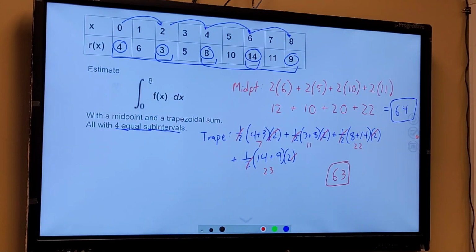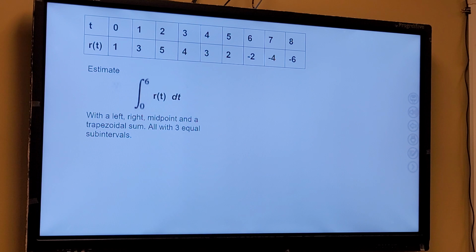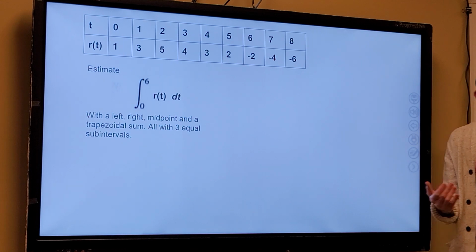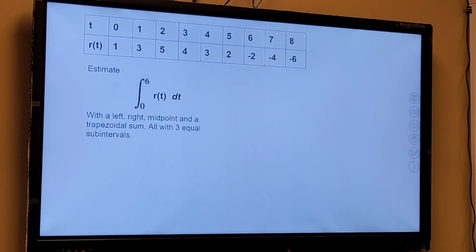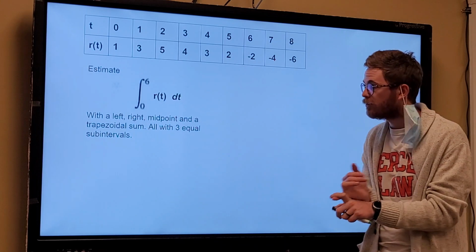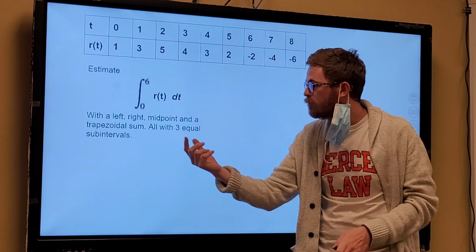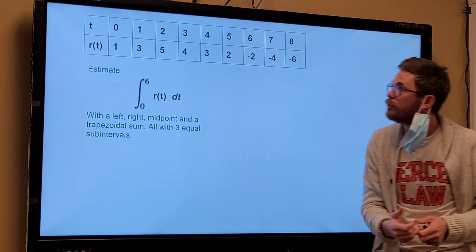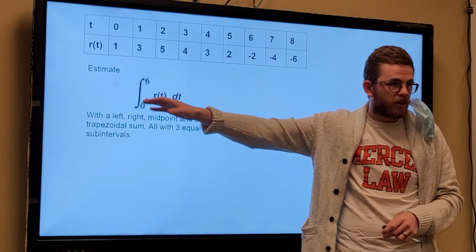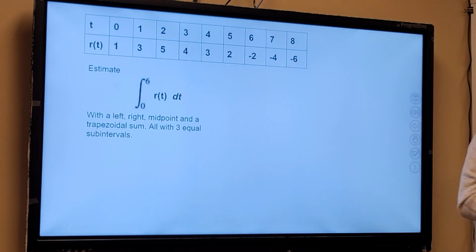All right, one more table problem for us. Take a look at this one right here. There's a few things here that are to try to potentially get you, not to get you, but so that we can try to think through. But first, we are trying all of our approximation techniques. So you're trying with a left Riemann sum, a right Riemann sum, a midpoint sum, and a trapezoidal sum. We're doing 3 equal subintervals from 0 to 6 with this table. So take a look at this.